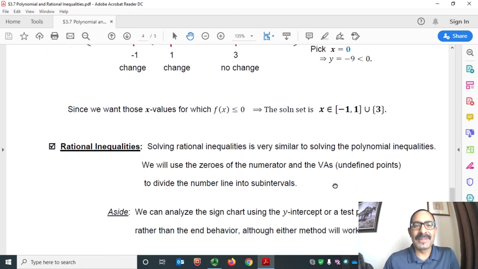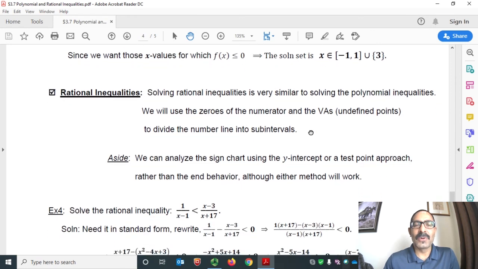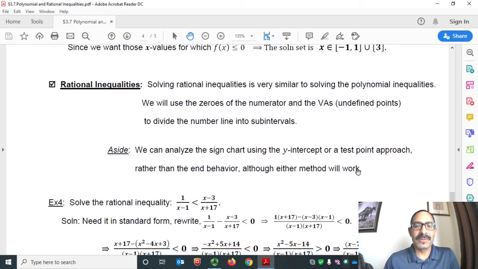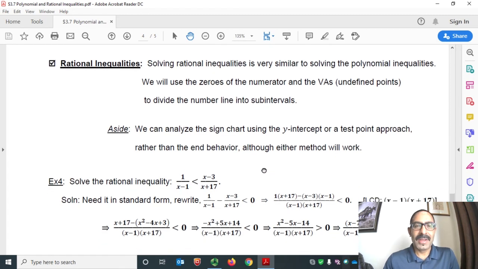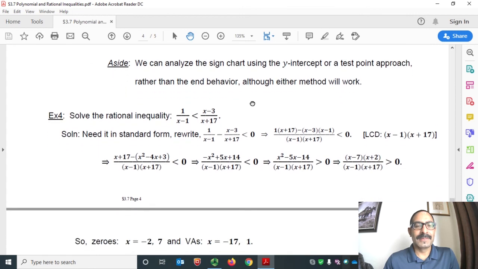Now let's move on. Next, let's talk about rational inequalities. The idea of solving rational inequalities is very similar to solving polynomial inequalities. We'll use the zeros of the numerator and the vertical asymptotes, that is the zeros of the denominator, to divide the number line into subintervals, and we repeat the above procedure. Now let's do example 4.